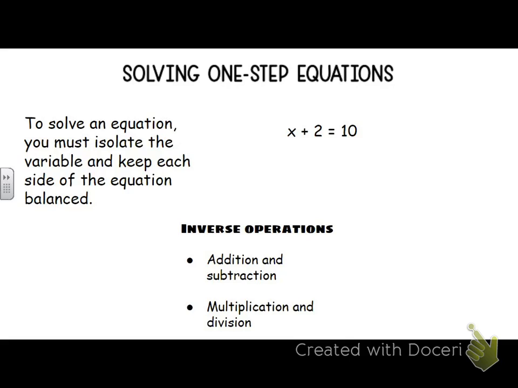So to solve an equation, you must isolate the variable and keep each side of the equation balanced. By isolating the variable, that means we're trying to get that letter in the equation by itself so we know what the value of it is. Once we get it to x equals a number, we know what x is.